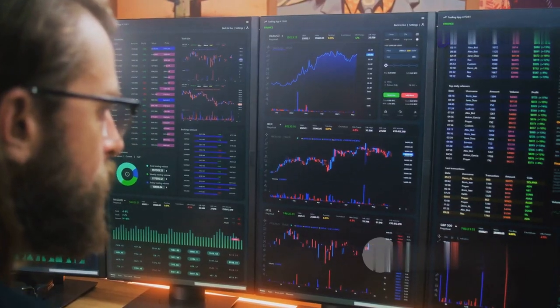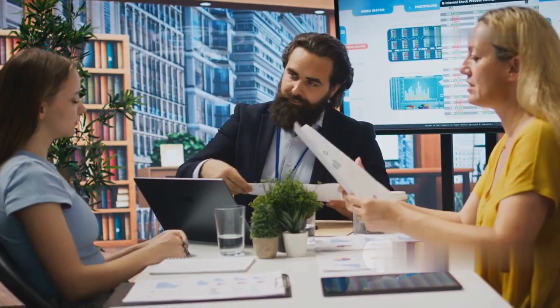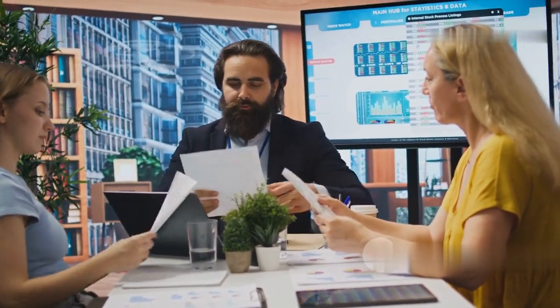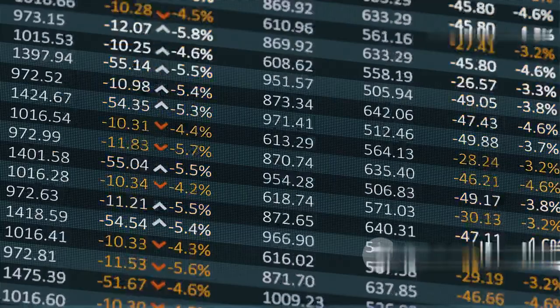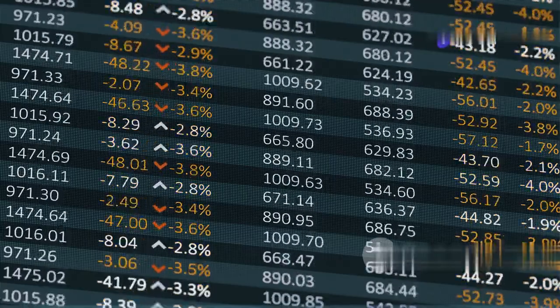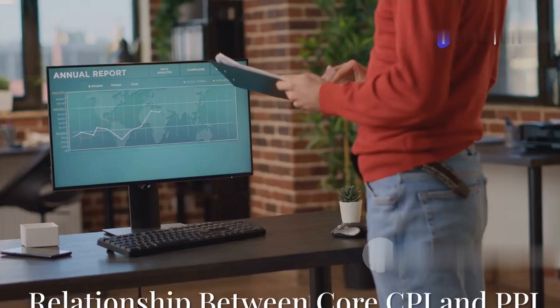Traders closely watch Core CPI data releases. They adjust their portfolios based on the information. Understanding the relationship between Core CPI and asset prices is crucial for successful trading.